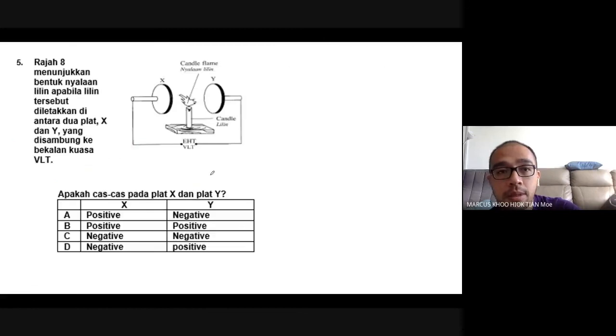All right, number 5, Shim. Number 5 will be D, because the heavier side is positive. Don't forget that the heavier side is positive. So here must be negative, because this is attraction force.